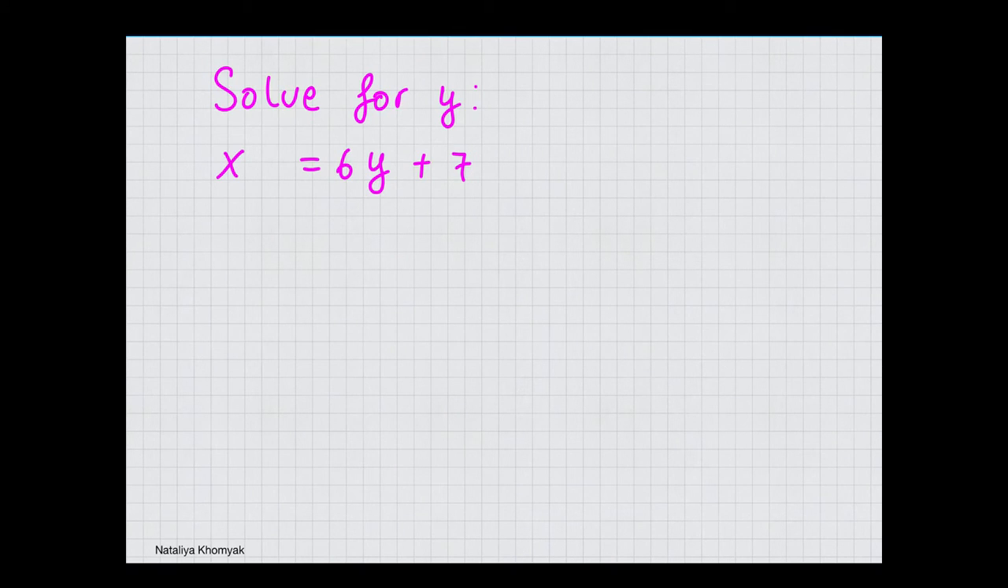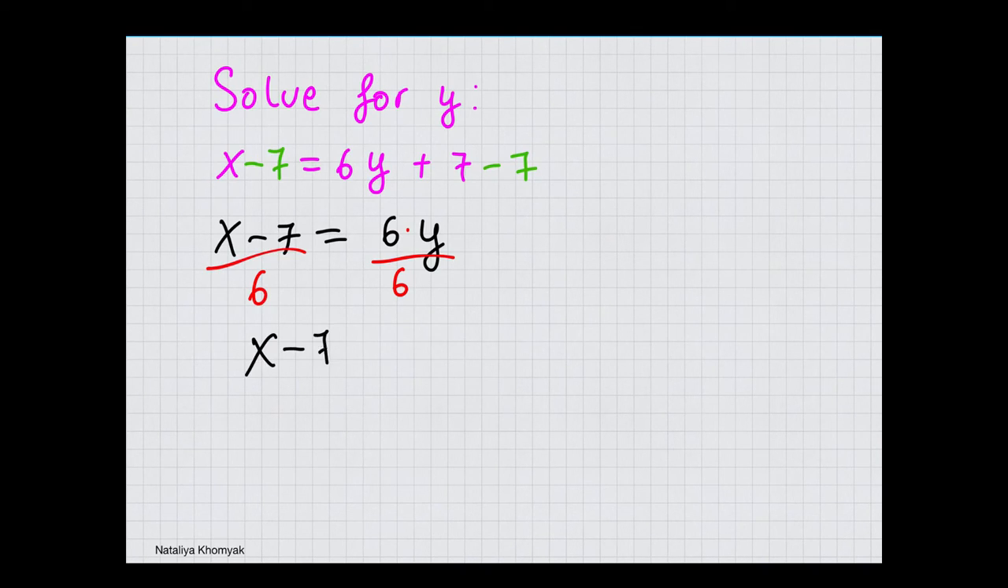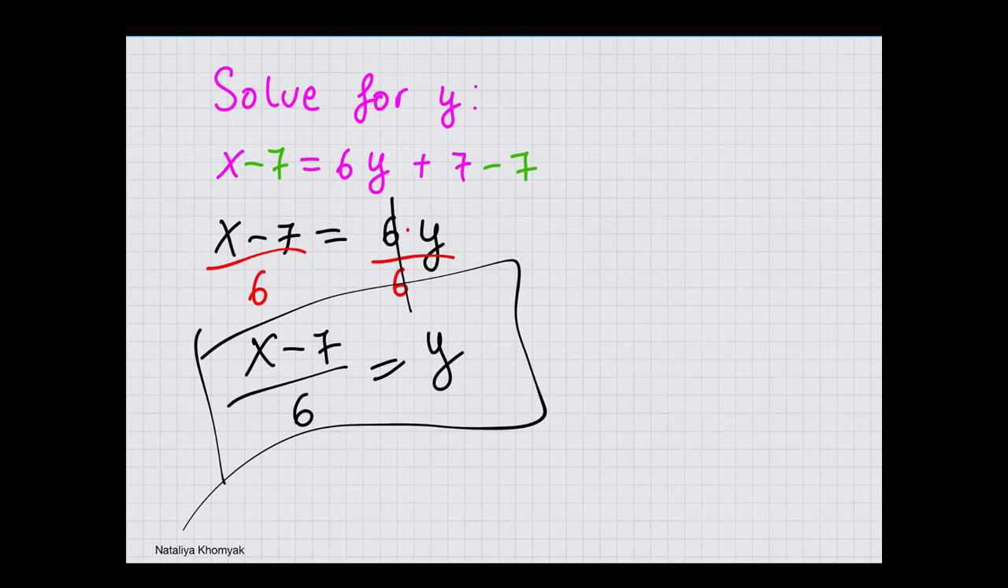Here we have to solve for y. Once again, we have x equals 6y plus 7. So let's undo the sum. The opposite of adding 7 is minus 7. Same thing to the other side, minus 7. Now we have x minus 7 equals 6y. Y is being multiplied by 6. The opposite is to divide by 6. What you do to one side, same thing to the other side. So we have x minus 7 over 6 equals 1y. And this is our solution.